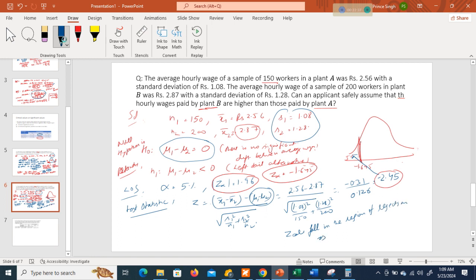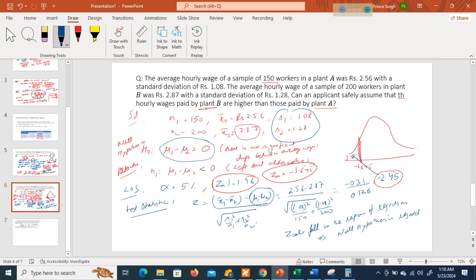so what can we conclude from here? Null hypothesis rejected. Okay, so because the calculated value falls in the region of rejection, because at 5% its critical value is minus 1.645 and this value falls on the left hand side, so null hypothesis rejected.